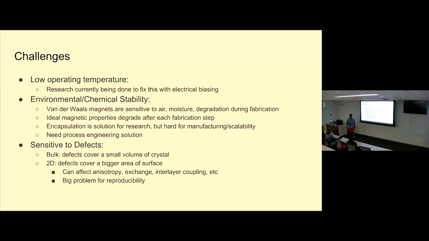Also, 2D magnetic materials are sensitive to defects because in bulk magnets, defects only cover a very small volume of the entire lattice, but in 2D materials, defects will cover a significant amount of the area. And as seen before, the number of layers and even small structural defects can cause magnetism to completely change. This is a big problem for reproducibility in 2D magnets, as each magnet will have different properties.